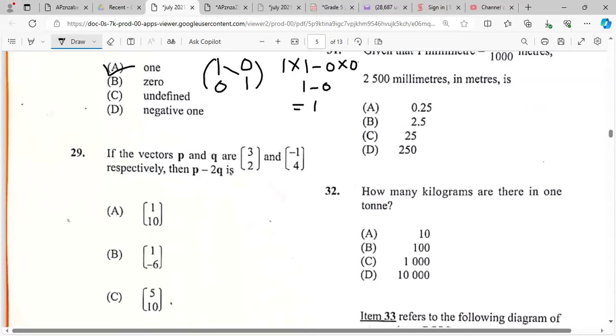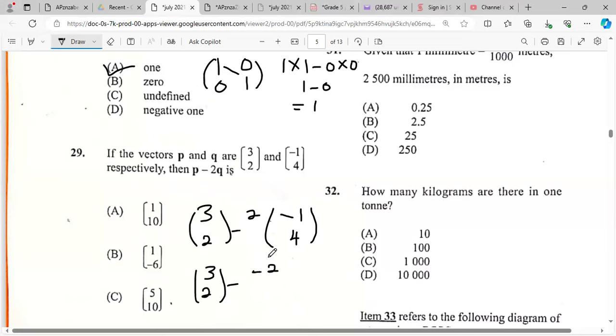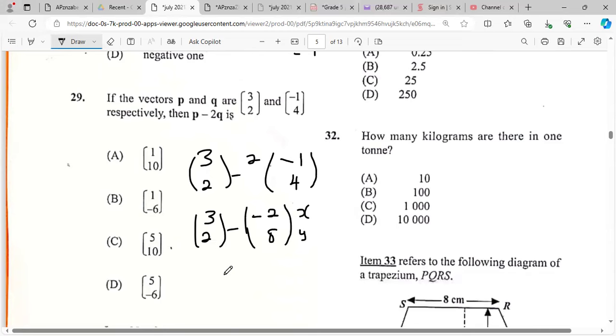Twenty-nine says if the vectors P and Q are 3, 2, and -1, 4, respectively, then P minus 2Q is, now let us put things in perspective. P is 3, 2 minus 2Q, which is -1 and 4. So we just put what the P is, because there's nothing to do. But for this one, it's 2 times negative 1, which is minus 2. 2 times 4, 8. And of course, we know that the X term is the first term, and the Y term is this. So all we have to do, we put X with the X, and Y with the Y. So that would be 3 minus minus 2, and then 2 minus 8.